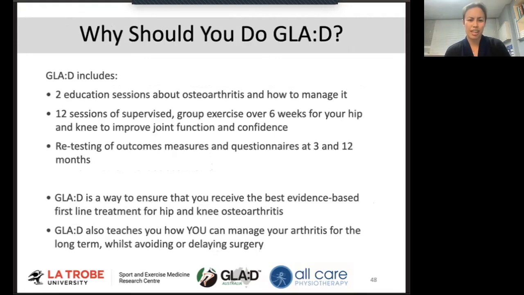So why should you do GLAD? Just a refresher, GLAD includes the 2 education sessions, the 12 exercise sessions, and retesting before and after of your outcome measures to see how you physically perform and your quality of life at 3 and 12 months. It's a way to ensure that you receive the best evidence-based first-line treatment for hip and knee osteoarthritis, and teaches you how you can manage your arthritis for the long term whilst avoiding or delaying surgery.